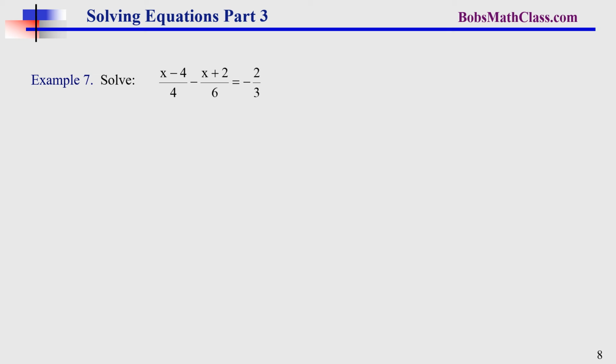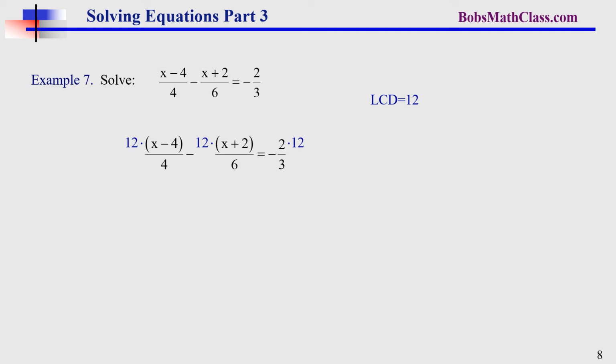Okay, here's our next problem. Very similar to the last problem. What is our LCD for 4, 6, and 3? 12 again, right? So everybody gets a 12. Notice that I put parentheses on this one because there's going to be stuff left over, a number, to distribute.